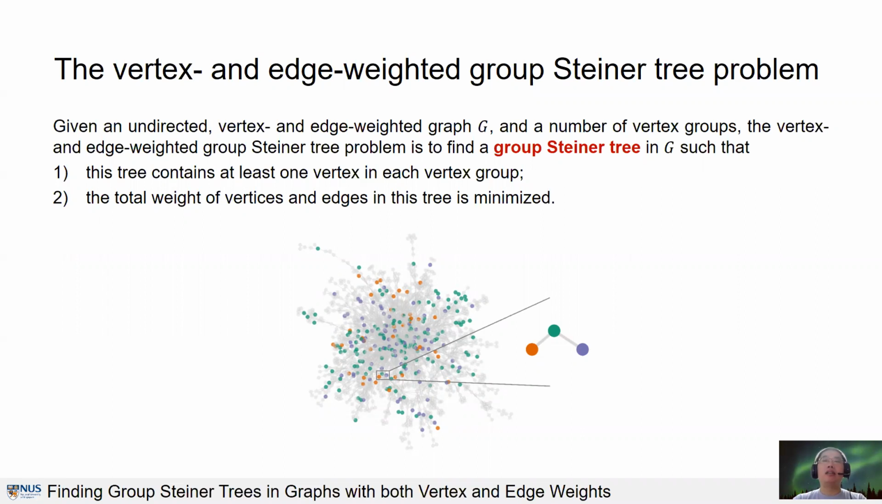Given an undirected vertex and edge weighted graph G and a number of vertex groups, the vertex and edge weighted group Steiner tree problem is to find a group Steiner tree in G such that, first, this tree contains at least one vertex in each vertex group, and two, the total weight of vertices and edges in this tree is minimized. For example, in this figure, there are three vertex groups. Each vertex group is a set of vertices with the same color. The problem is to find a minimum weight tree that contains all three colors.